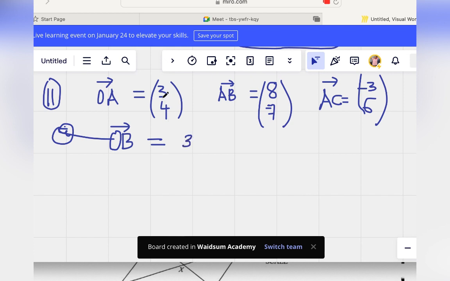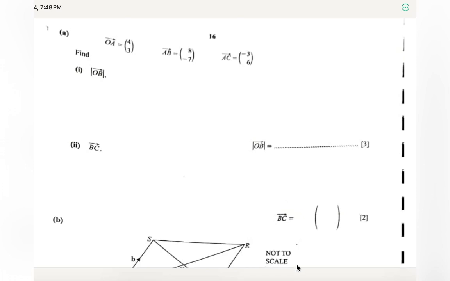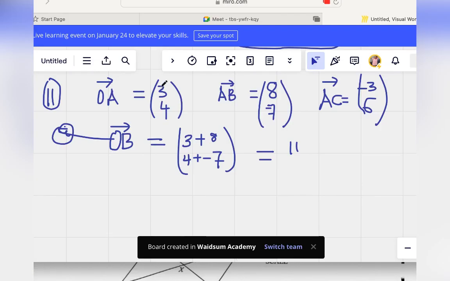3 plus 8 for x, and then for y, 4 minus 7. Was it 3, 4? Let's double check. It's 4, 3, sorry. I quoted the wrong vector. Here is 4 and here is 3. So here will be 4 plus 8, and here will be 3 plus minus 7.